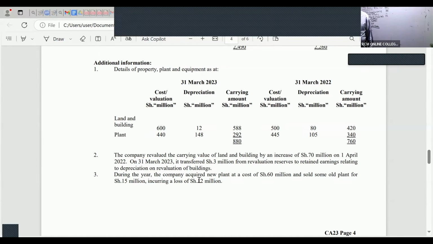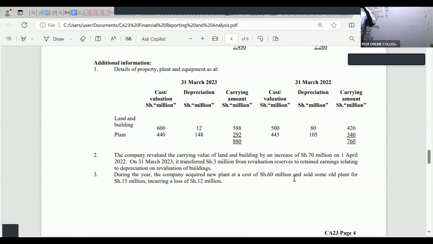During the year, the company acquired a new plant at a cost of 60 and sold some old plant for 15 million, incurring a loss of 12 million. So loss on disposal is 12. Loss on disposal, in this case here, is 12.